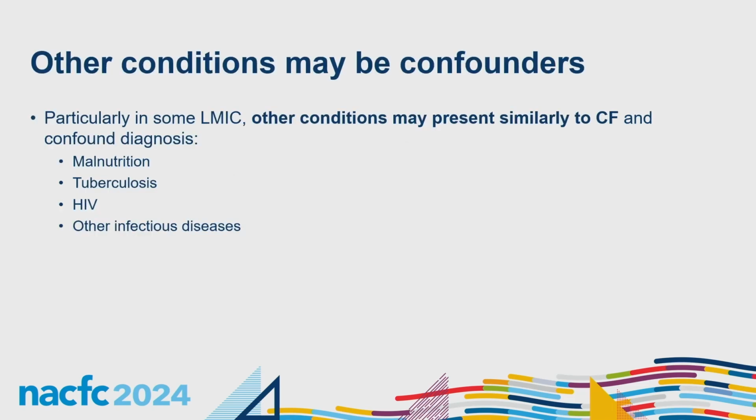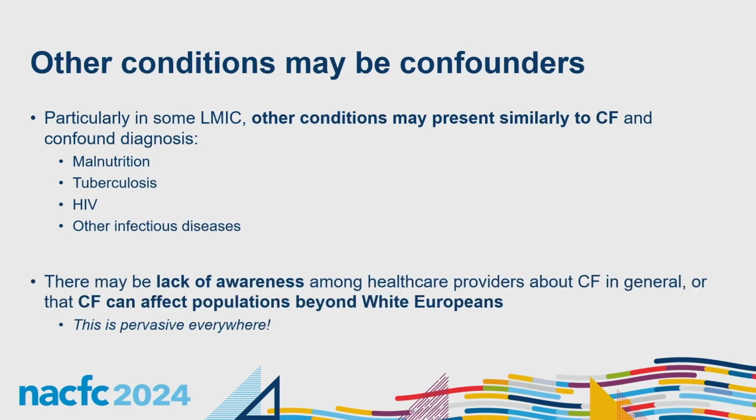Now, in some countries, there's also a confounding factor of other conditions. So particularly in some low and middle income countries, some conditions are going to present similarly to CF. So malnutrition, tuberculosis, HIV, other infectious disease may confound the diagnosis. And we also may just have a lack of awareness of healthcare providers about CF in general, or that CF can affect populations that are not white or European derived. And that is not unique to specific countries. That is pervasive everywhere, including in the United States.